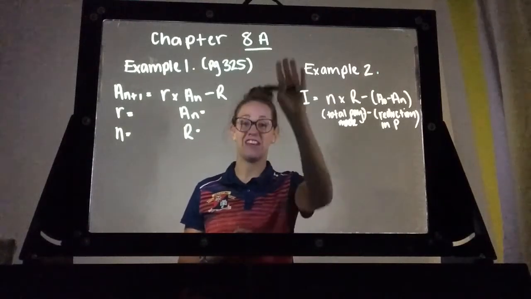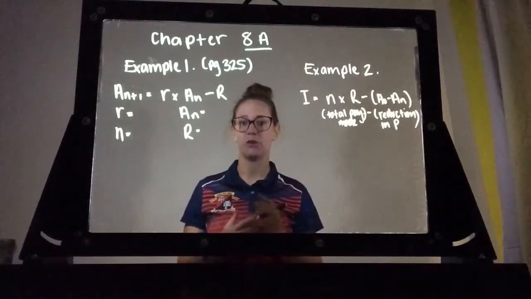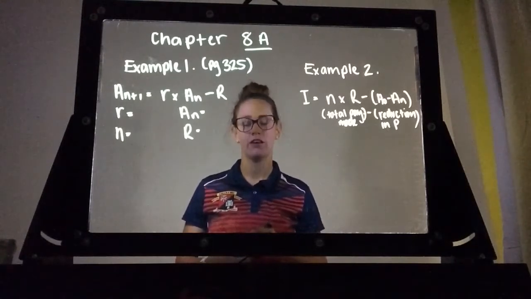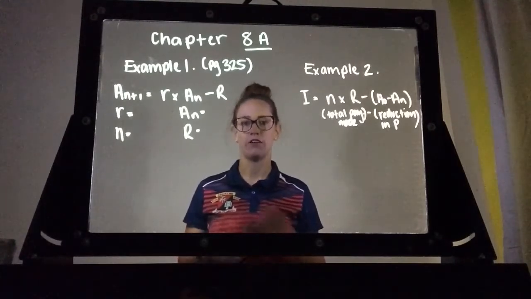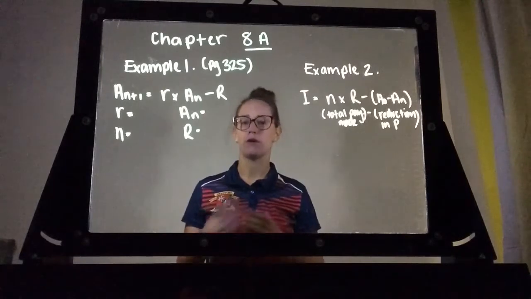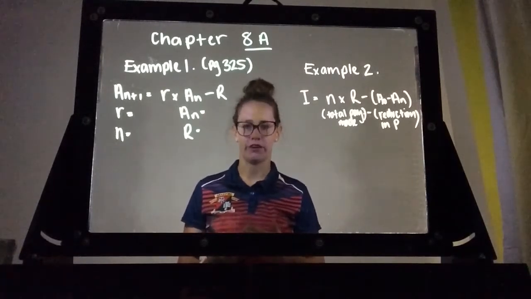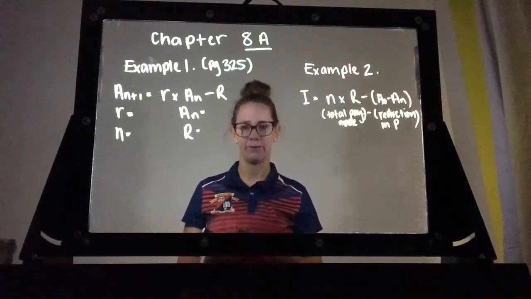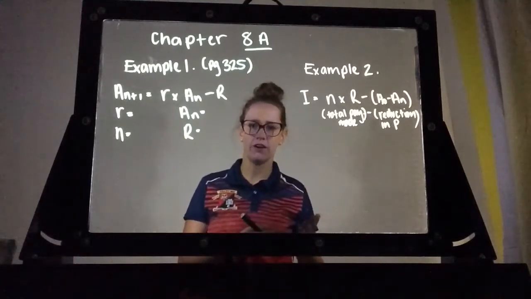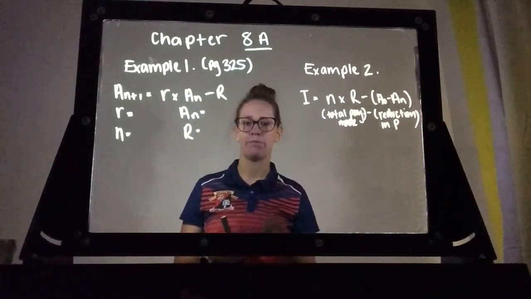Okay, so today's video is going to be looking at Chapter 8A, which is talking about reducing balance loans. Reducing balance loans are loans in which we are paying back, where we are also charged interest, and that interest is charged as a compound. So therefore, whatever is owing on the loan, we are charged interest for that.